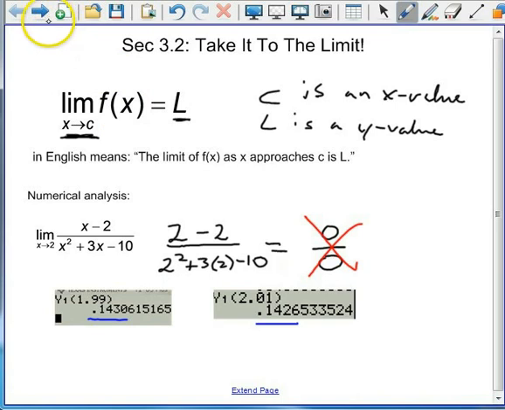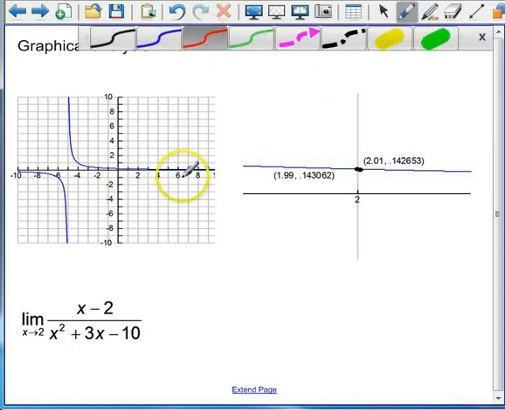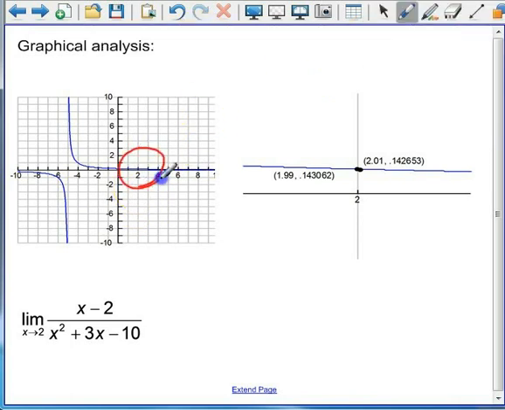Okay, let's take a look at a graphical approach now. What I've done here is I've graphed the function. You can see it here. And we're interested in this section right here. So I've already zoomed in, and you can see that on either side of the graph, when x is 1.99, y is 0.143, and when x is 2.01, y is 0.1426. So it seems to be getting close to something around 0.143.